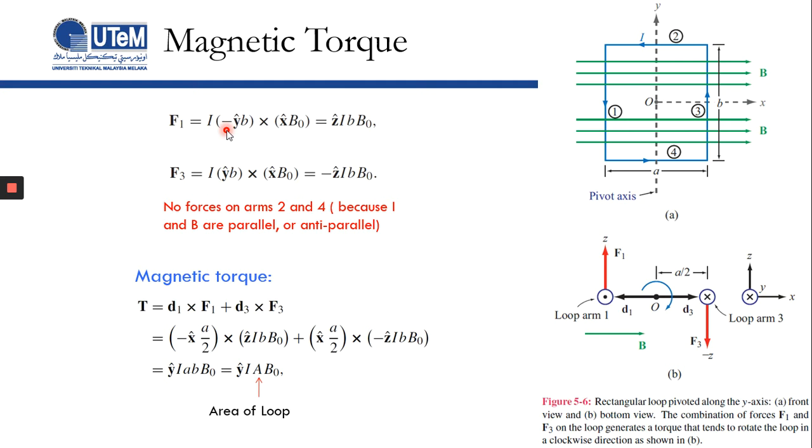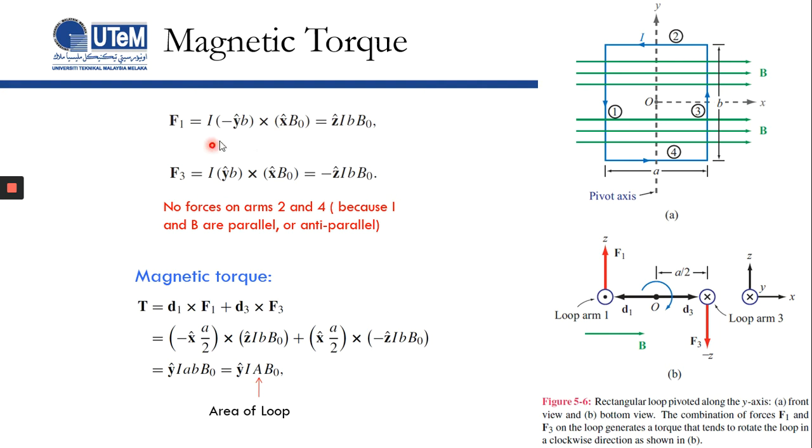Okay, so for F3, we have exactly the same length, so we have b, but the current is moving in the positive Y direction, so we have yb. And the direction of the magnetic field for both segments is the same. We have a magnitude of B naught. We simply choose B naught because we don't know the actual value, so we take the magnitude and label it as B naught. And the direction is positive X.